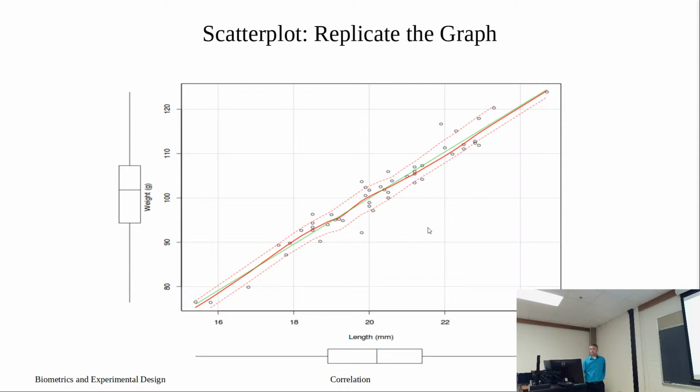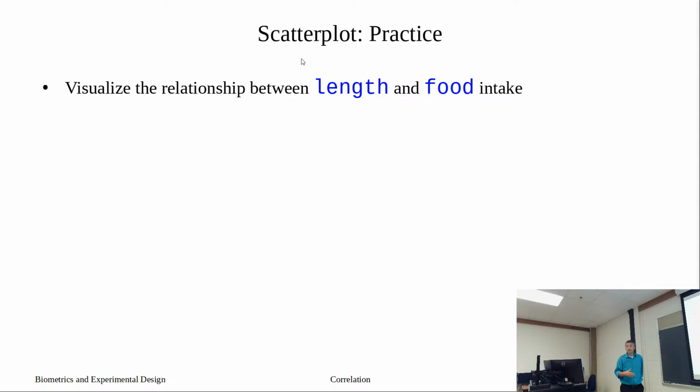So I'd just say as practice, use the scatterplot function to do the relationship between length and food intake. Just pick one as our dependent variable as the y, use the other one as our x, just to make sure you can make it so you can see what it looks like. Make sure the car package is loaded too.